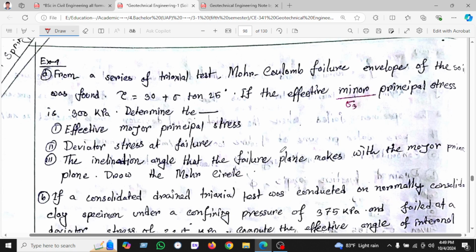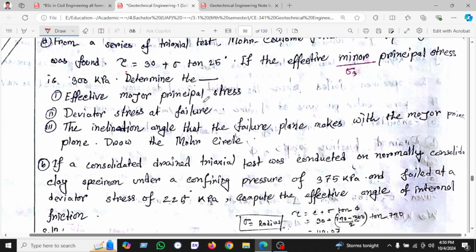So we can see another example, which is from a triaxial test, Mohr-Coulomb failure envelope. The soil has C equal to 30 and phi equal to 45. The effective minor principal stress at failure, sigma 3, is 300, and determine the effective major principal stress and deviator stress also.